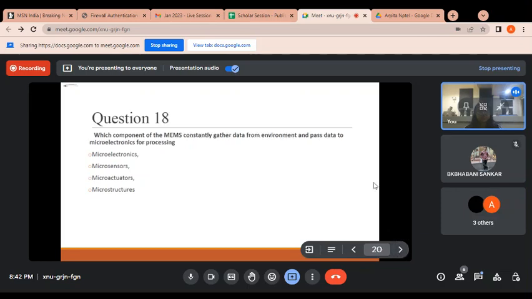Now coming to question number 18. Which component of the MEMS constantly gathers data from the environment and passes the data to the microelectronics for processing? First option is microelectronics, second option is microsensor, third option is microactuator, and the last option is microstructure. So please try to solve the question. At least try.